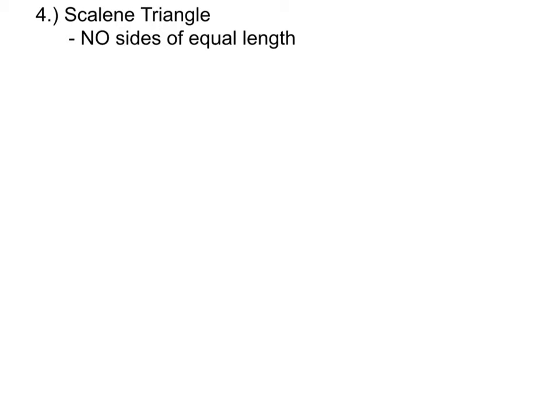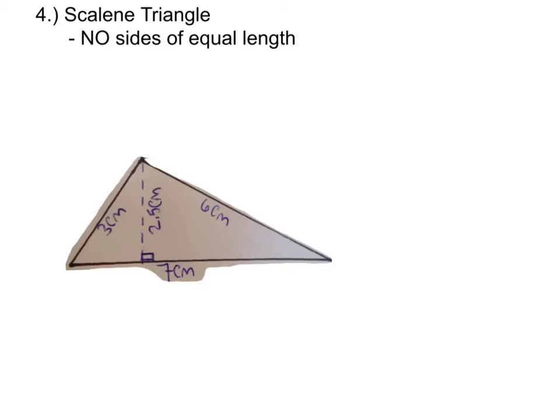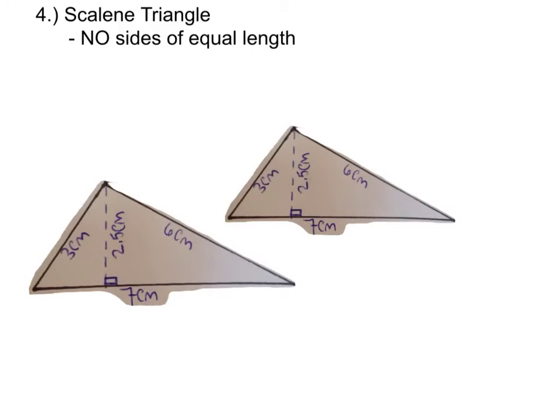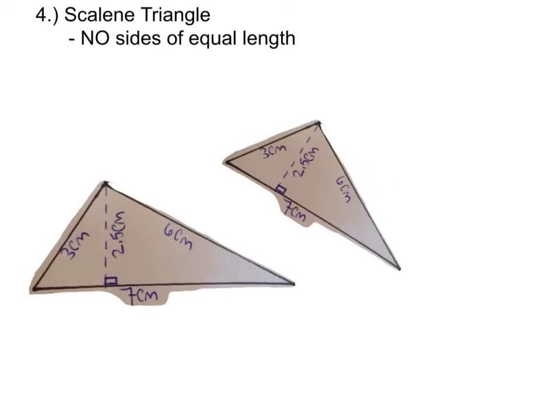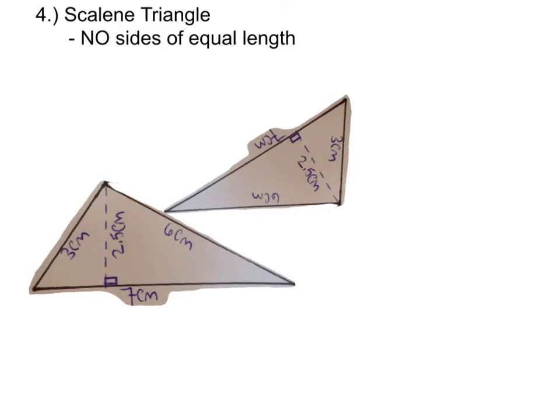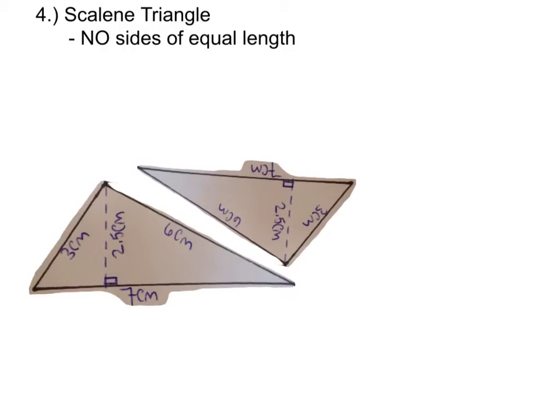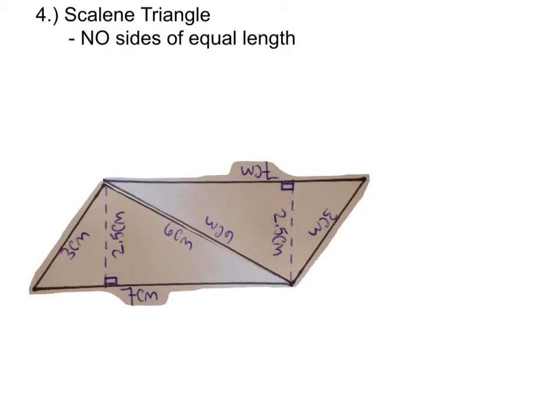A fourth type of triangle is called a scalene triangle. A scalene triangle has no sides of equal length. Here is an example of a scalene triangle. Again, we're going to copy that scalene triangle and duplicate it. Now we'll rotate that triangle as follows. We'll lay it on nicely. Once again, we have another parallelogram, so we'll need to find the area of this parallelogram.